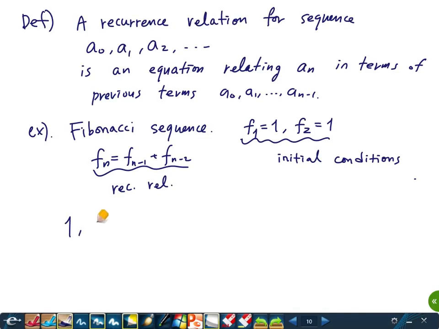So 1, 1, and then because you know that it satisfies this, the next one is the sum of this, next one is the sum of this, like we did before. You can generate this sequence, and you can go as far as you want. Oh, I think I made a mistake previously.